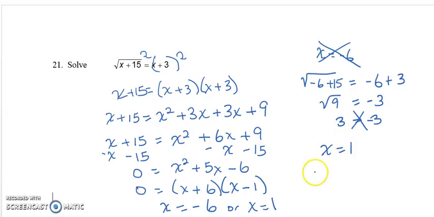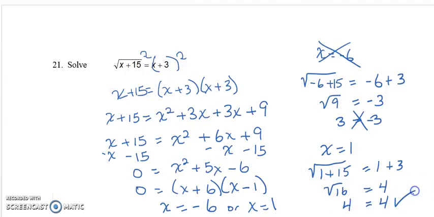Okay, now let's check the positive 1. So put positive 1 in for x, so we have the square root of 1 plus 15. Is that equal to 1 plus 3? So 1 plus 15 is 16, and 1 plus 3 is 4. And the square root of 16 is 4, so 4 is equal to 4. That is correct, so therefore that's our solution.